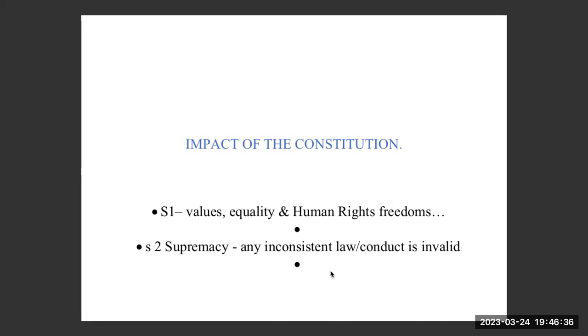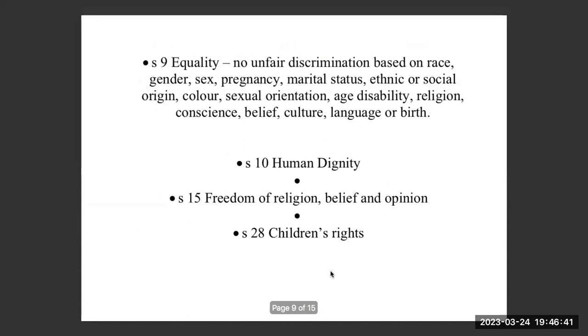And all these sections link to family law. You will also see section nine, which we call the equality clause. You can read that by yourself. Section 10 as well talks about human dignity. Please read that one by yourself. Section 15, and most importantly, section 28, which talks about children's rights. I selected these because they are very, very relevant to family law. And as you progress, you will see the cases and the legislation that we just mentioned, and it will help you get a better understanding.